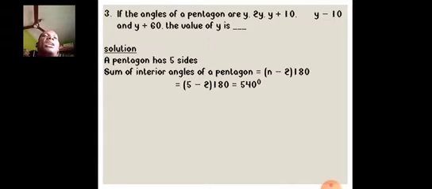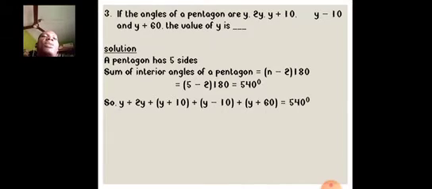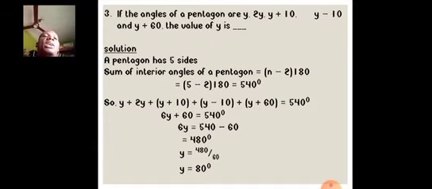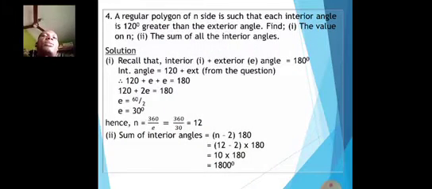Equate everything there, y plus 2y plus y plus 10 plus y minus 10 plus y plus 60 to be equal to 540. And when you simplify, you will get the value to be 80 degrees. 80 degrees. So let's try another question.